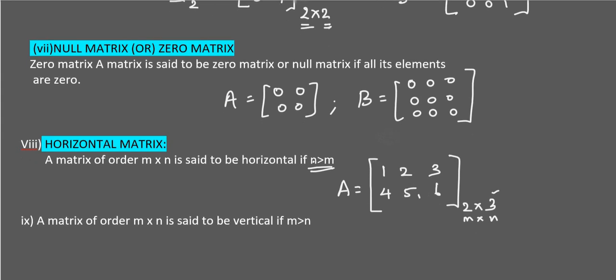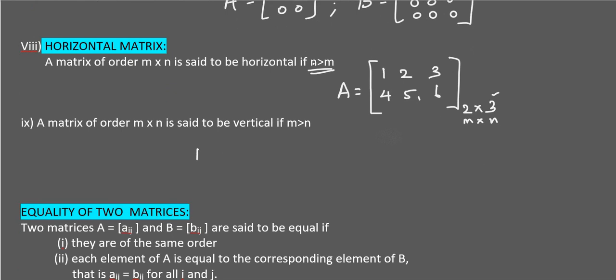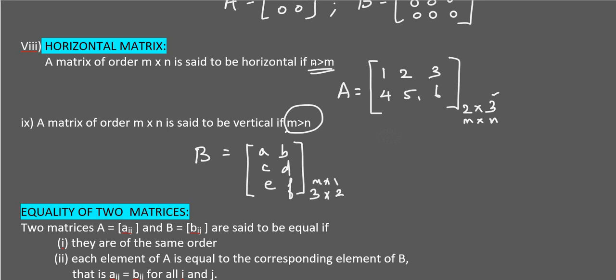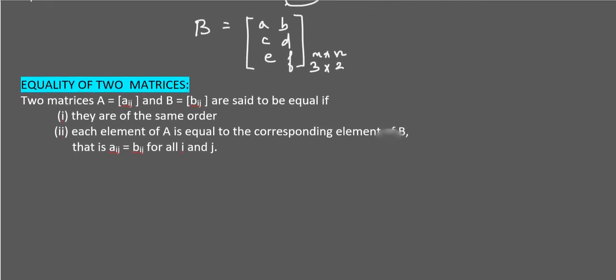A matrix is said to be a vertical matrix if m is greater than n. For example, A, B, C, D, E and F. Here the number of rows is 3 and columns is 2. This is of the form m by n, m is greater than n, therefore it is called a vertical matrix.